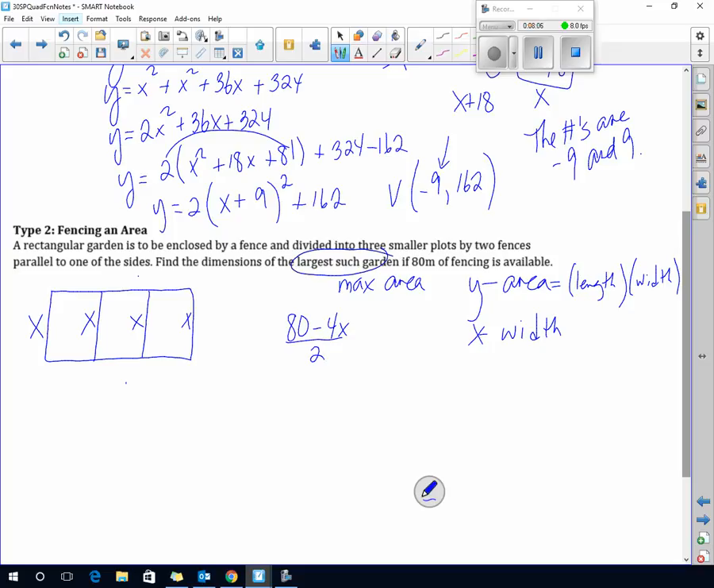Let's add all this up and see if we have 80 out of that. Does everybody see the minus 2x's and the minus 2x's will cancel the x, x, x, and x? That's the 4x's. And I'll be left with a 40 and a 40, which adds up to 80. Okay, it should always work that way, right? So my area is going to be my length. What's my length again? 40 minus 2x times my width, which is x.